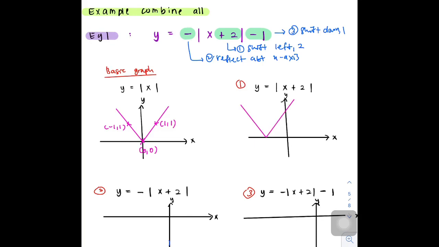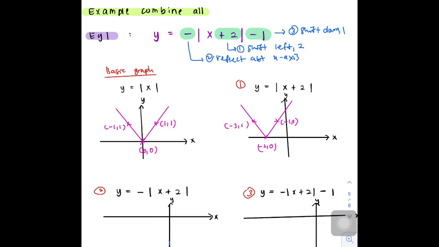So this is the graph. Now let's fill in the coordinates. From (0, 0), when you go to the left by 2 units, this will be (-2, 0). And then (1, 1), when you go to the left by 2 units, this will be (-1, 1). And finally, (-1, 1), when you go to the left by 2 units, this is (-3, 1).